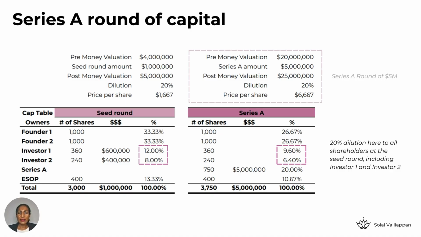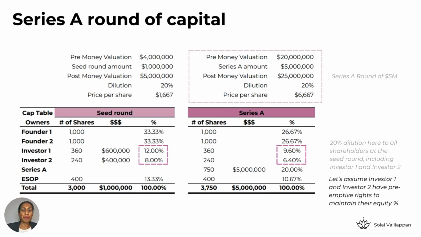You can see that there's been a 20% dilution to all shareholders, including investor one and two. The seed investor, investor one, has gone from 12% to 9.6% in terms of ownership, and investor two has gone from 8% to 6.4%. But remember, the price per share of their existing shares has gone up, but their ownership percentage of the entire company has been diluted by 20%.